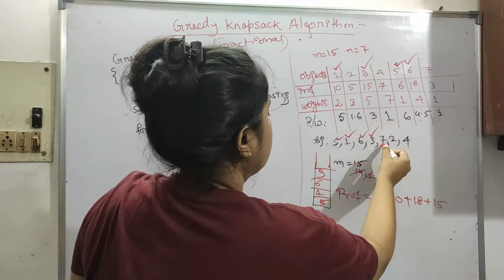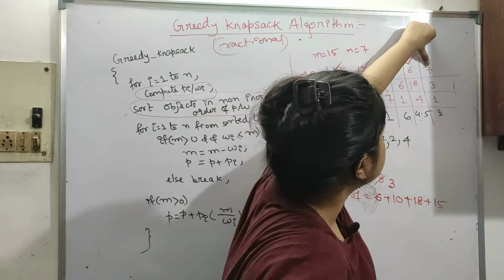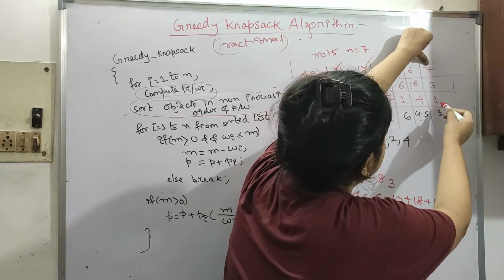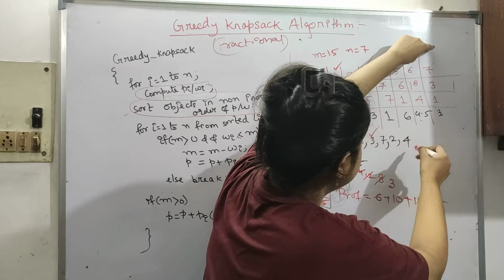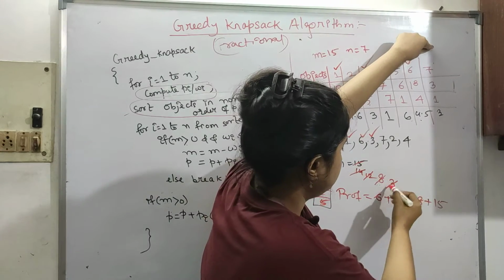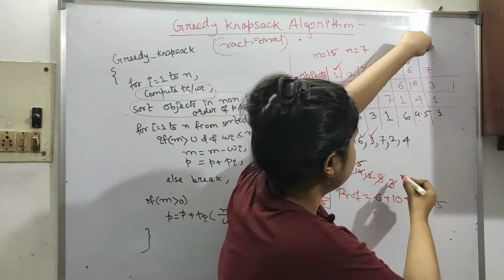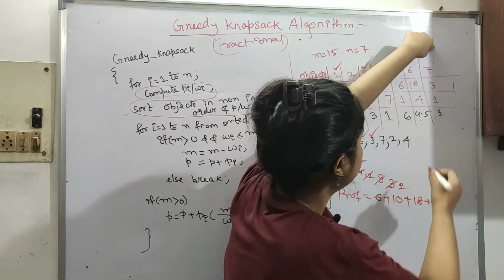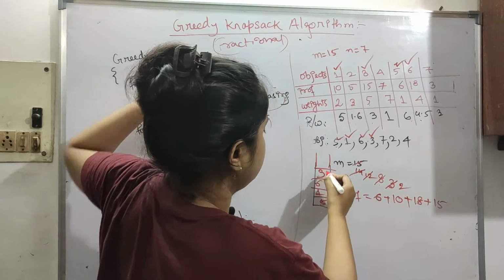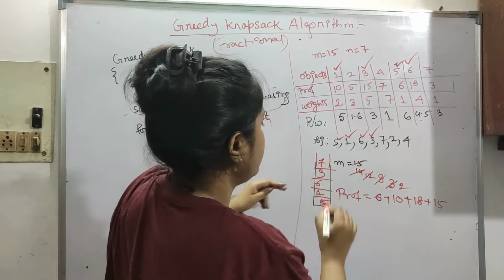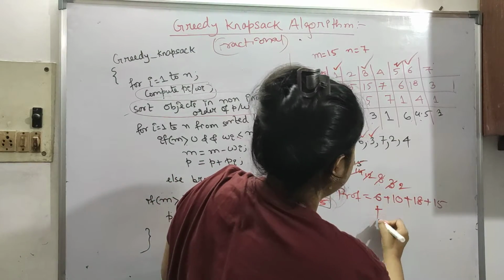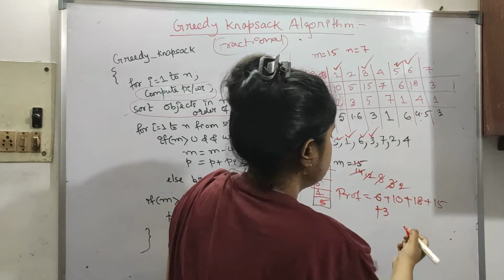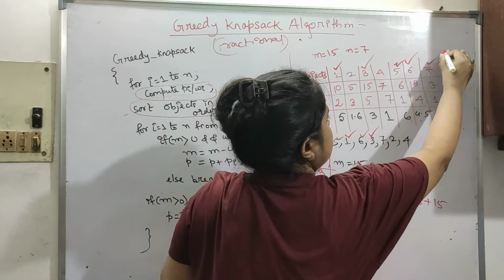Now object 7. See here, object 7's weight is 1. So the weight is again less than 3. So 1 is decremented from this, and 2 is left. Object 7 is put here. And now we increase the profit by 3. So now this is also done.